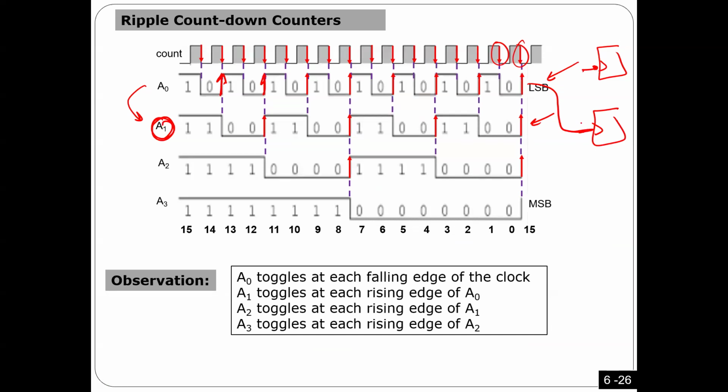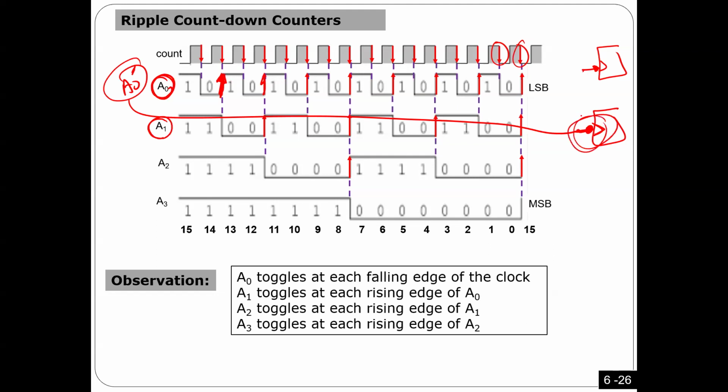If all of them are the same type, so all of them falling, what I can do to have the same impact is, instead of connecting A node, connect A node prime here. Because if you flip it, every rising edge here will be a falling edge in A node prime. I want A1 to toggle at rising, and because this flip-flop is falling, this is the way you can do it.